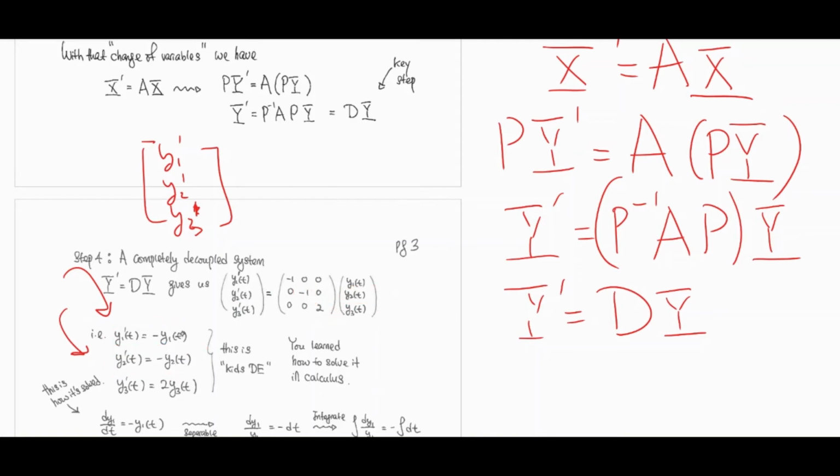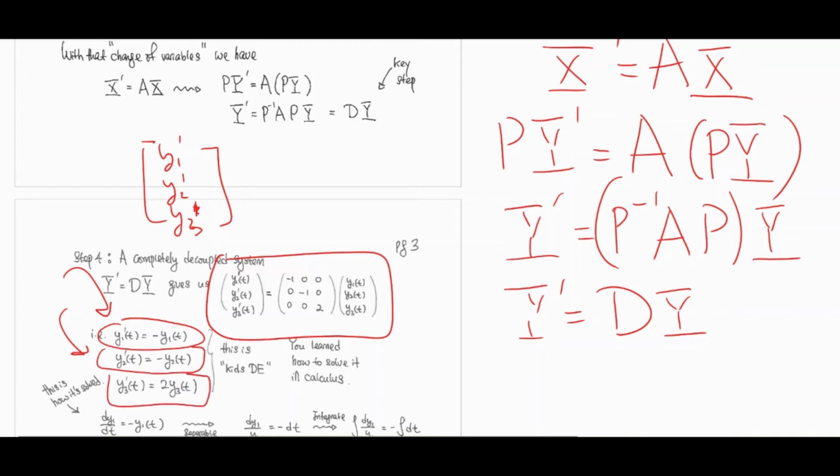You get these equations from this matrix multiplication. You multiply out this matrix and you will see that the derivative equation for y1 only involves y1. The equation for the derivative of y2 only involves y2, and the equation for the derivative of y3 only involves y3. These are what we call decoupled differential equations. These are things that you know how to solve. These are separable differential equations, so they can be solved very easily.